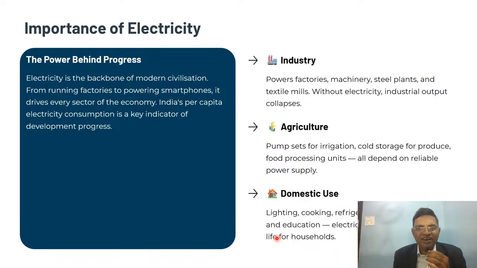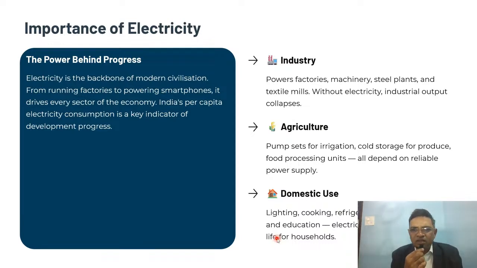Electricity is the backbone of modern civilization. In order to run factories, even for charging our smartphones, every sector needs it. India's per capita electricity consumption is a key indicator of development progress. In Telangana, we get free electricity in rural areas for those living BPL, below poverty line. So this is a key indicator for development.